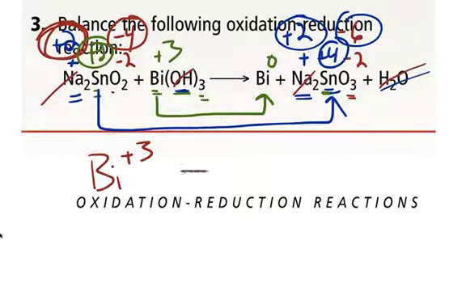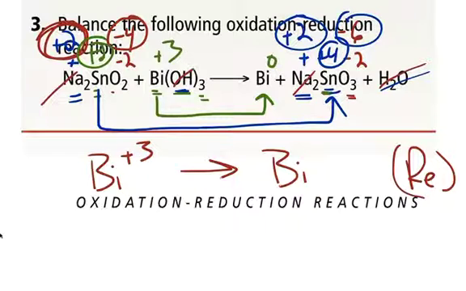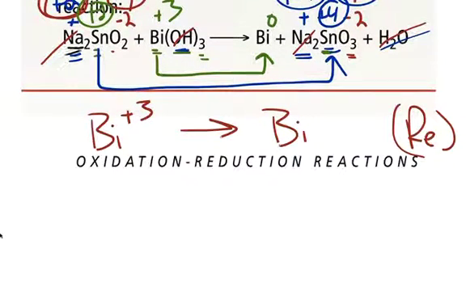So I have bismuth going to bismuth solid as 0. Okay, that is getting more negative. It's gaining electrons, so that is my reduction half reaction. Now I'm going to write my oxidation half. Now notice I can remove those sodiums.